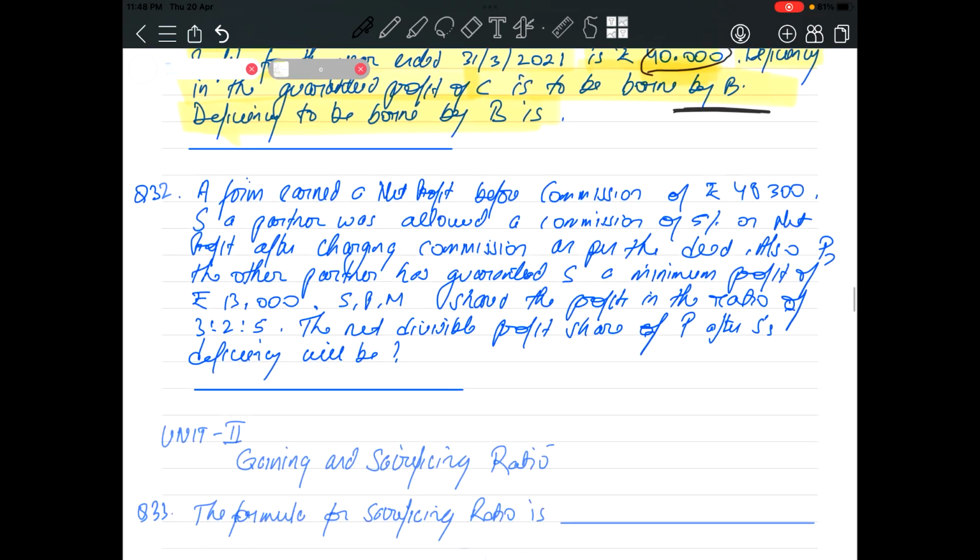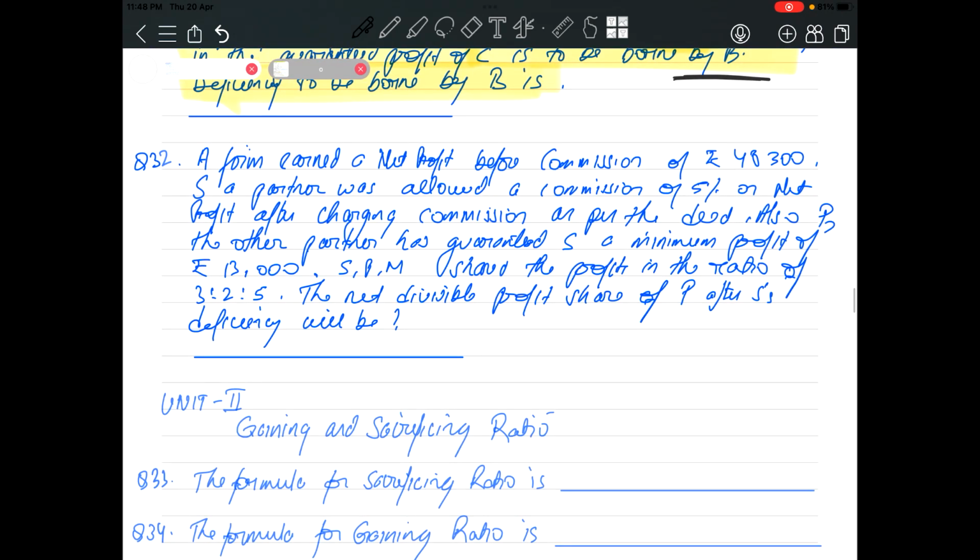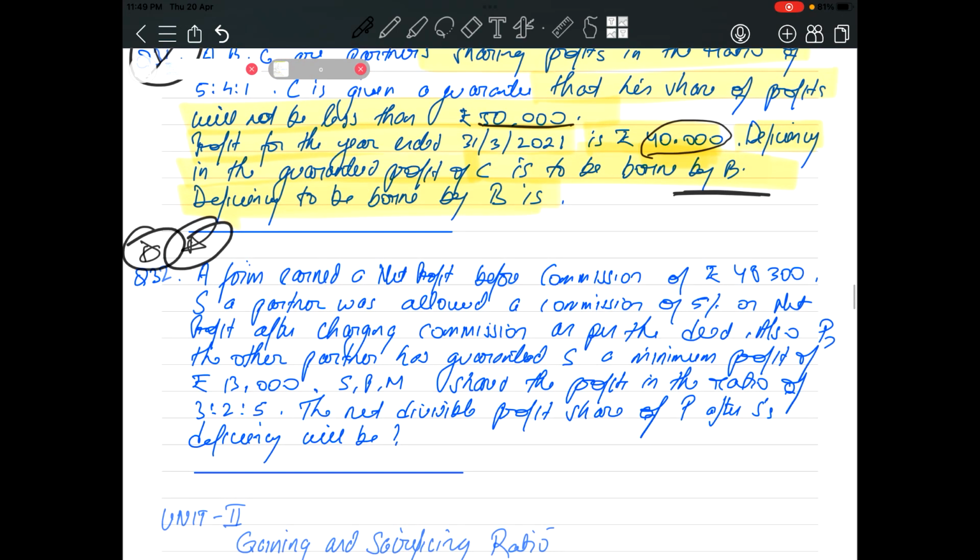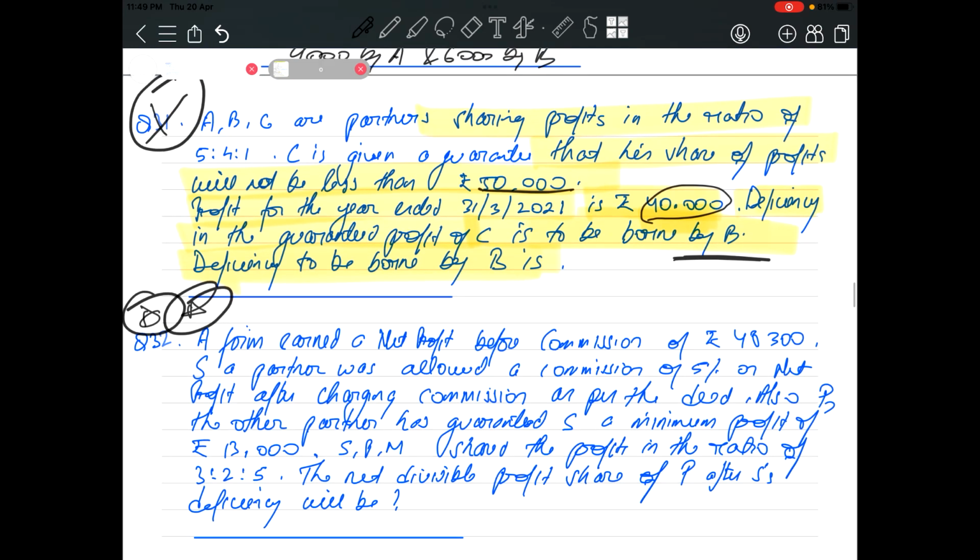Okay, now let's come to question number 32. Question number 32. This is a very important question and a bit tricky one. Okay, now let's see question number 32, the last question of unit 2. So what is the question saying?